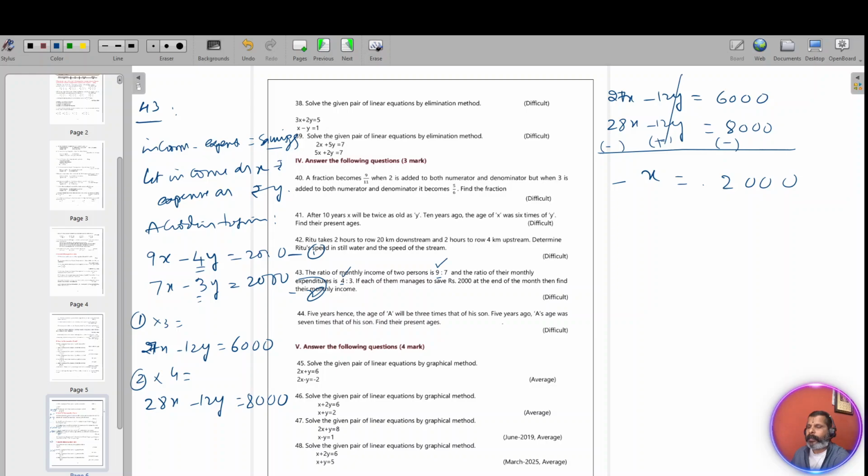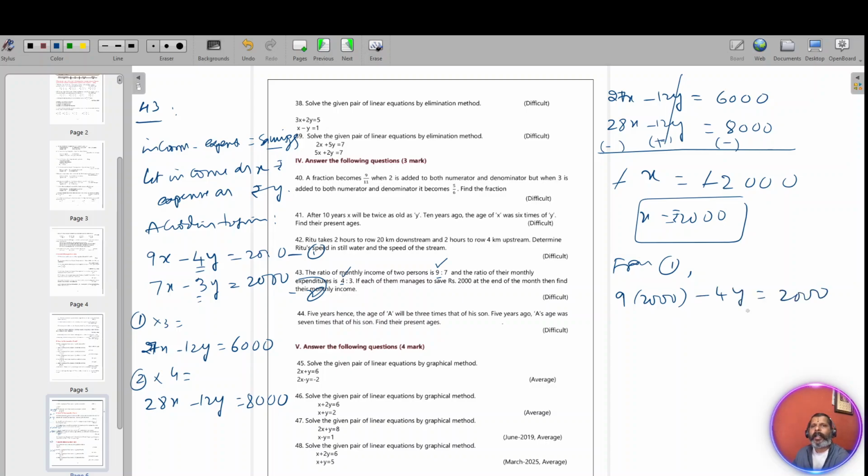Solve this properly. X you will get 2000. Minus minus cancels. X is 2000. Rupees symbol you put. Therefore, from 1, what I get? 9 of 2000 minus 4y equal to 2000. I'll transpose 4y to the right side. So 18,000 minus 2000 equal to 4y. That is 16,000 equal to 4y. 4 1 ja, 4 4 ja, 4,000. Therefore, y equal to 4,000.